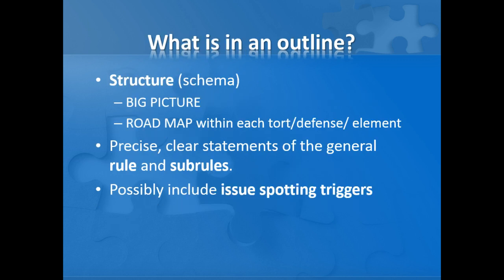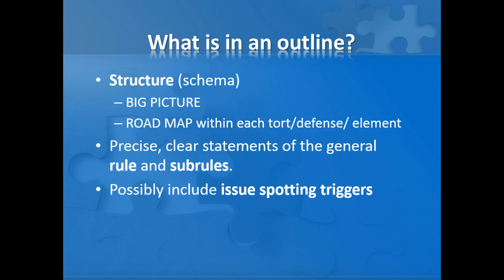So what is in an outline? I think that there are three main pieces to an outline. The first is the structure. It has two subparts. We'll get to that in a moment, but the structure, it needs to provide you some tool by which to see the relationship between concepts and also how concepts are constructed. The second thing that your outline needs to include are rule statements.